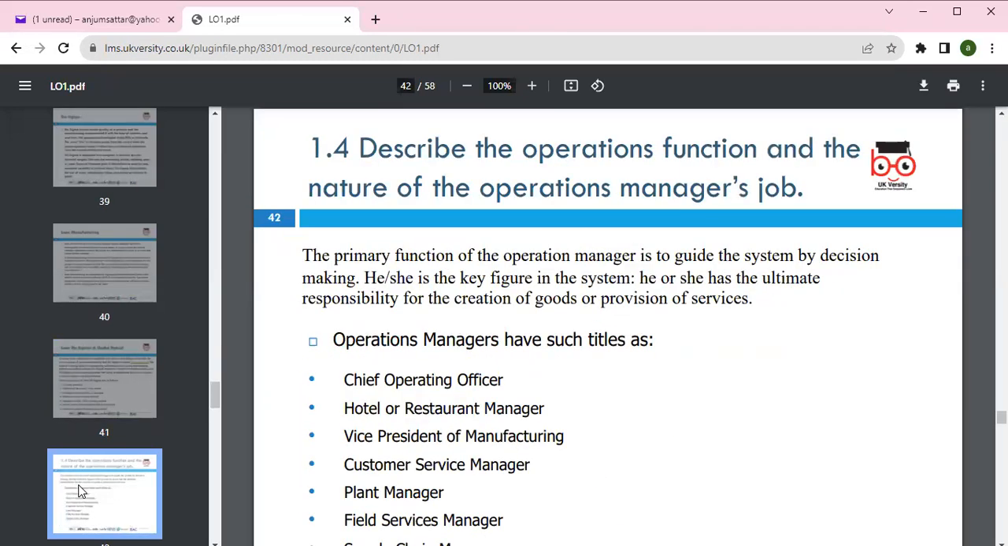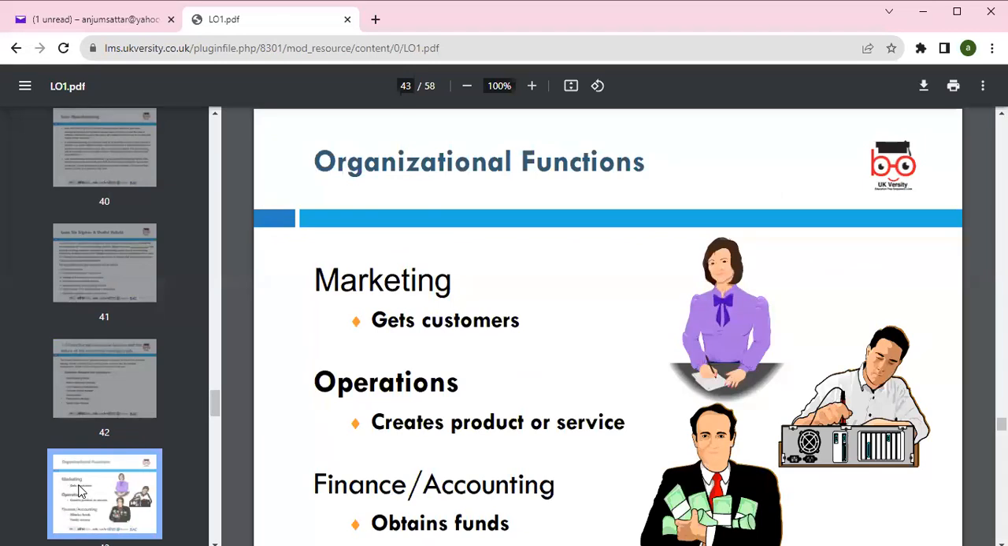And then in 1.4, we have described the operation and the functional nature of the operational job. We can look at the operations manager, who has the title chief operating officer, and the key functional areas like marketing, finance, and HR, which we'll carry on using. So we need to make sure we do all these, please.